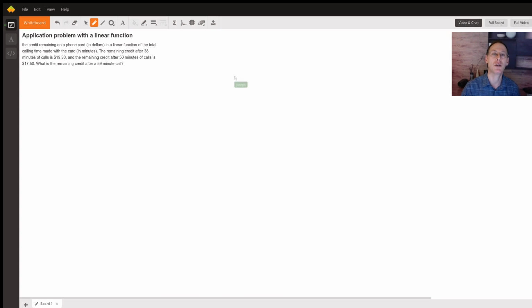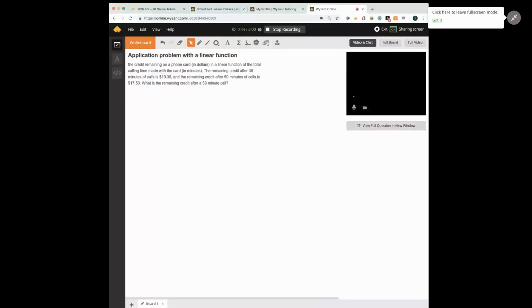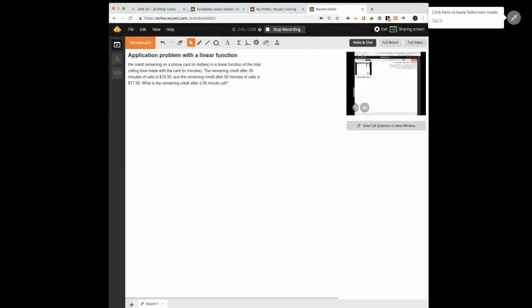I want to share my screen with you because I'm going to be using the equation editor, and I want you to be able to see what I'm doing there. The problem gives us the calling card credit at 2 points of time after the initial purchase, and it asks us to find the value at a third point in time at 59 minutes.